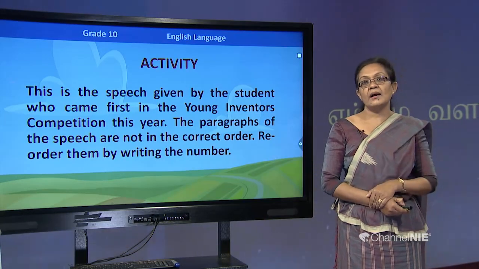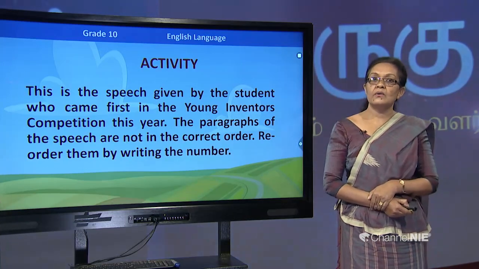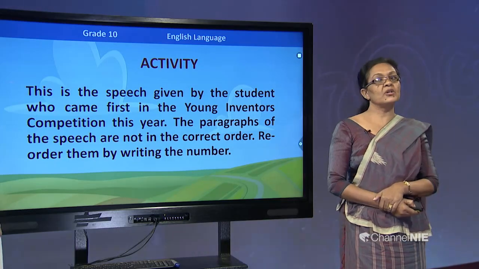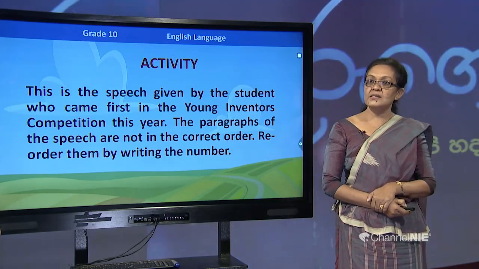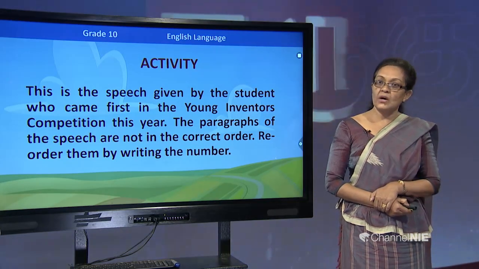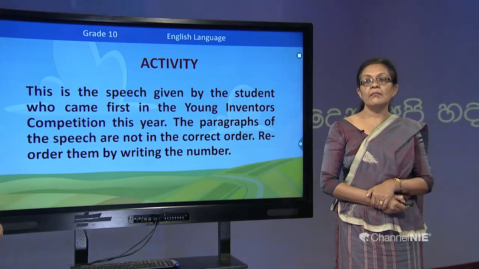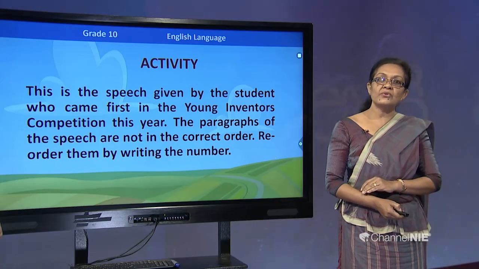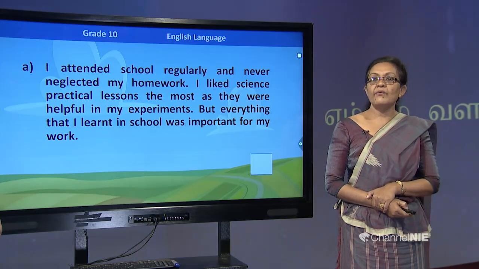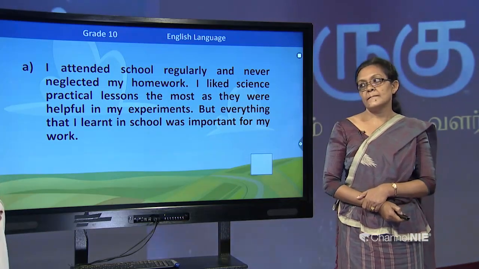So, having that in mind, just try whether you can get the flow here, or whether you can rearrange these parts. So, this is the speech given by the student who came first in the Young Inventors competition this year. The paragraphs of the speech are not in the correct order. Reorder them by writing the number. So, you are going to write down the numbers and reorder them. Just see whether you can find the correct order. All right, I will read it for our children now.